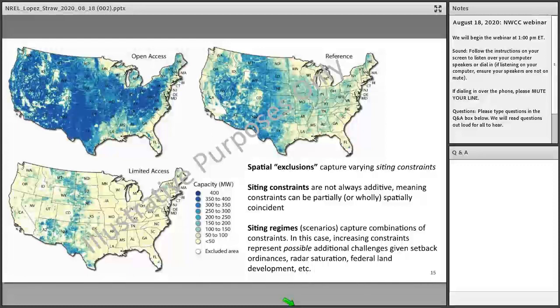Open access in this case represents wind development predominantly by excluding only legislatively protected areas, wilderness areas, for example, and conservation easements, in addition to already occupied land. Reference access brings in local siting ordinances, terrain limits, radar, minimum infrastructure setbacks, while limited access represents stricter radar limits, larger infrastructure setbacks, and more. You can intuitively see that local siting constraints can have a rather large impact on capacity availability given these siting regime assumptions.